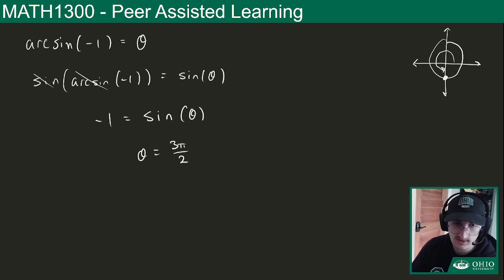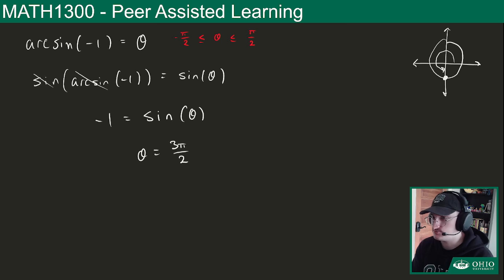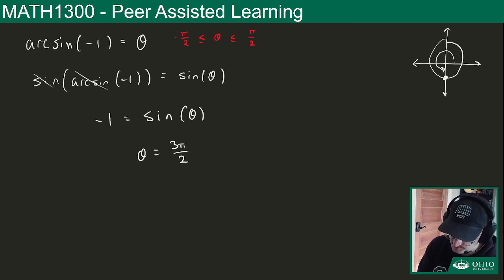And you need to be careful, because if you recall, the range of arcsine, what values arcsine can output, is restricted to negative pi over 2 and positive pi over 2. So that's a range restriction on our function. And 3 pi over 2 is outside of that range. So how do we fix this?